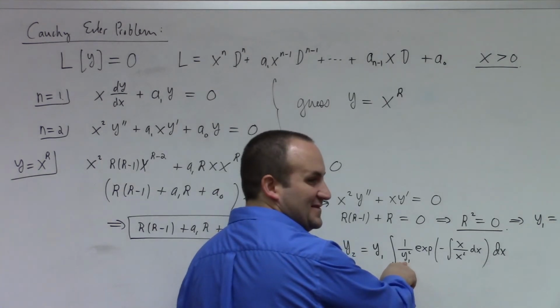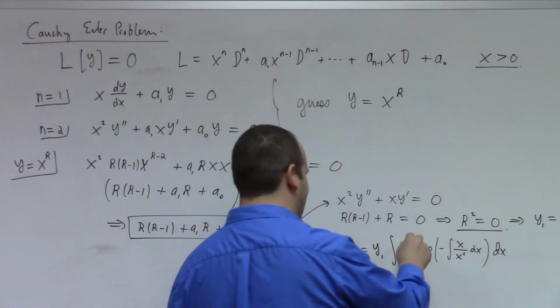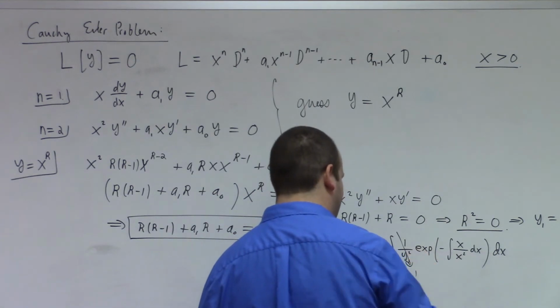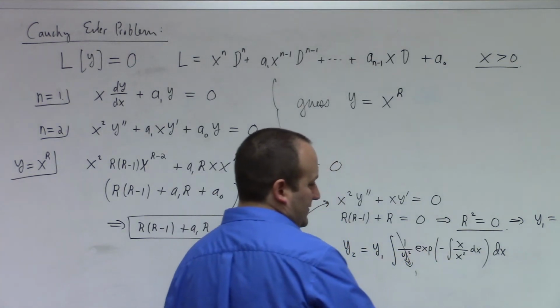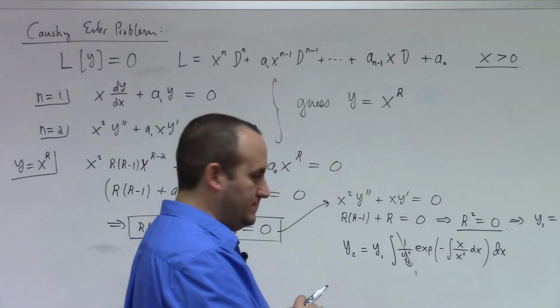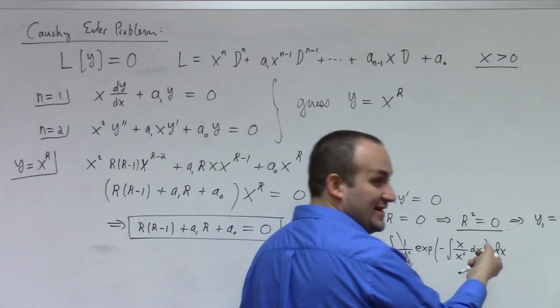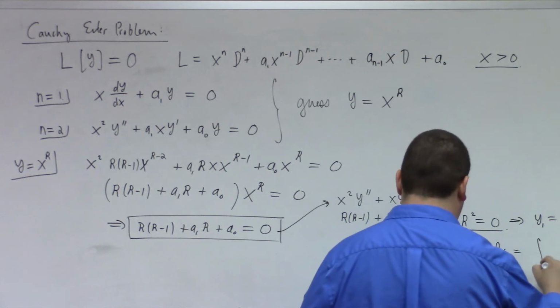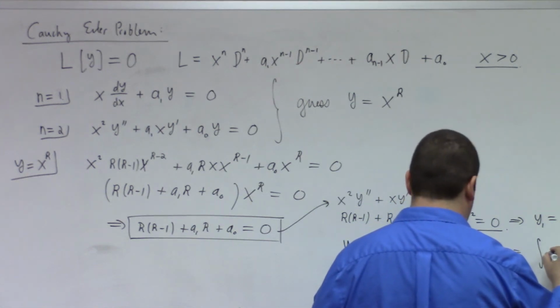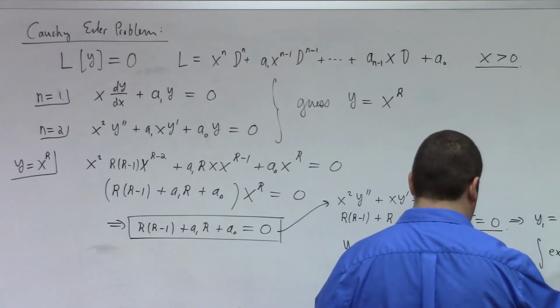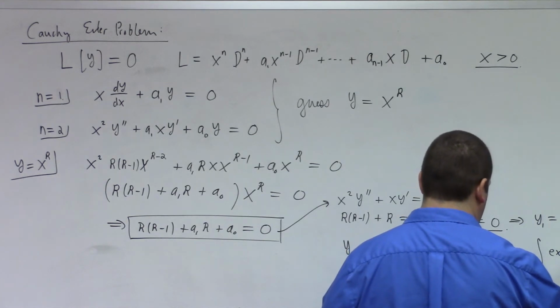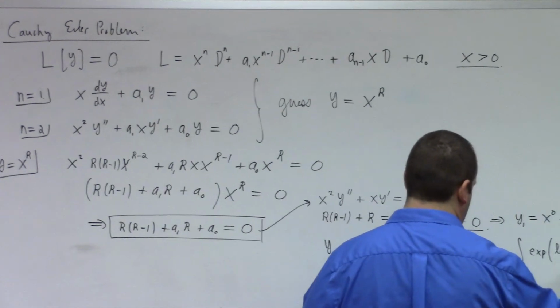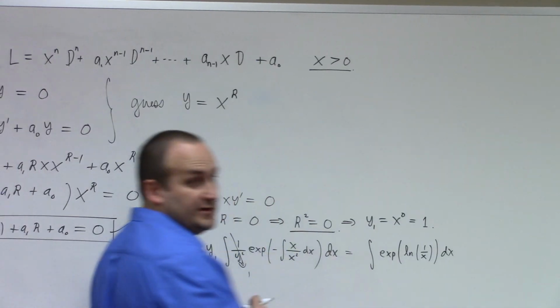This is nice enough. That's 1. This is what? Exactly. So this is the integral of the exponential of the natural log of 1 over x, because x is positive. Bailey, you getting this?